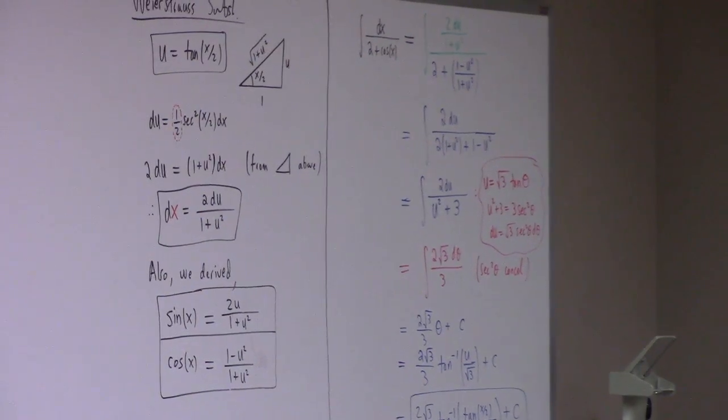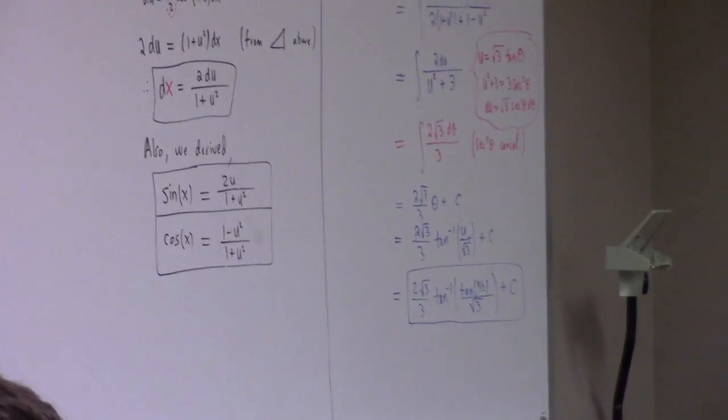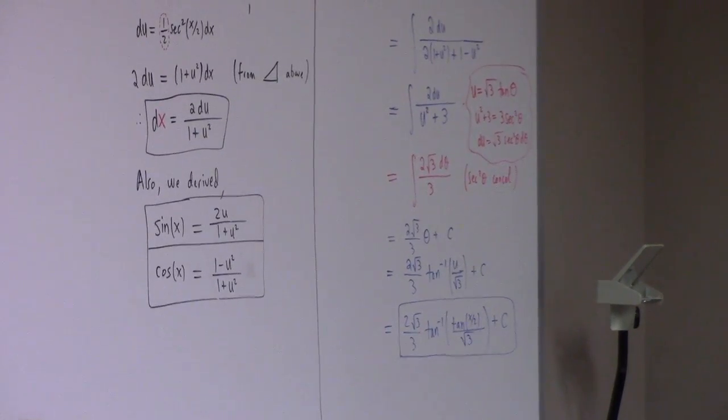I mean, you could use trig identities in the triangle to probably change that to some kind of algebraic expression if you were so inclined.